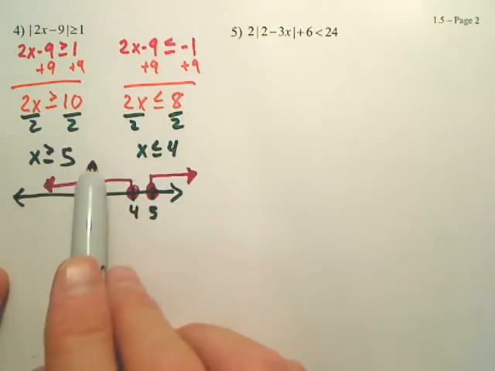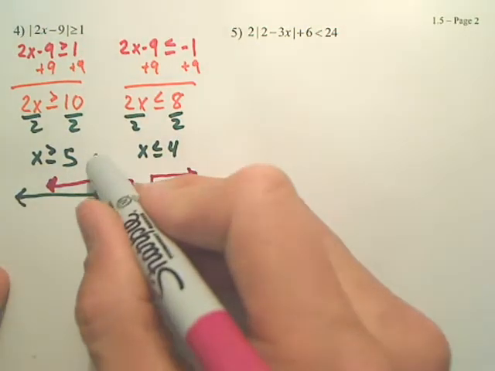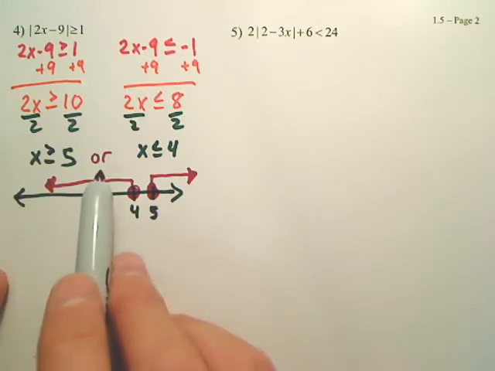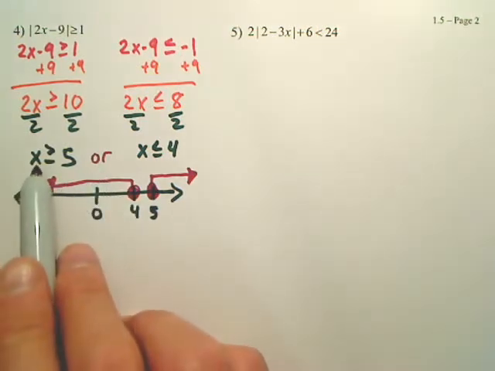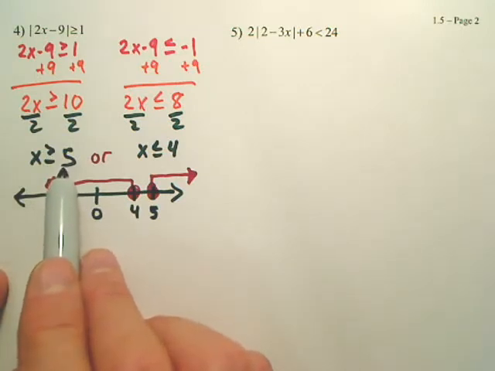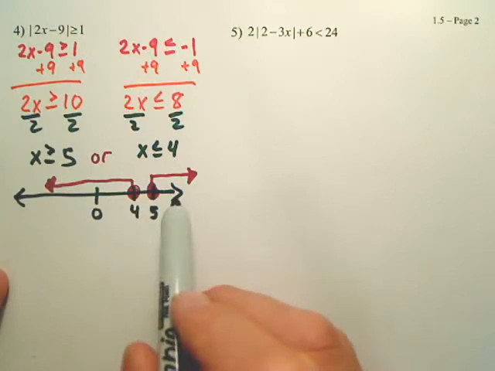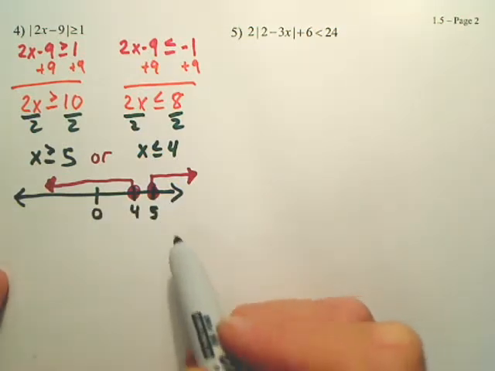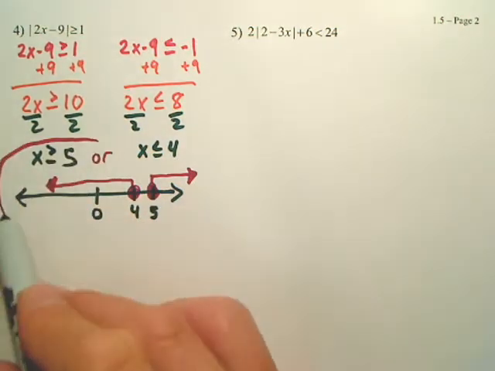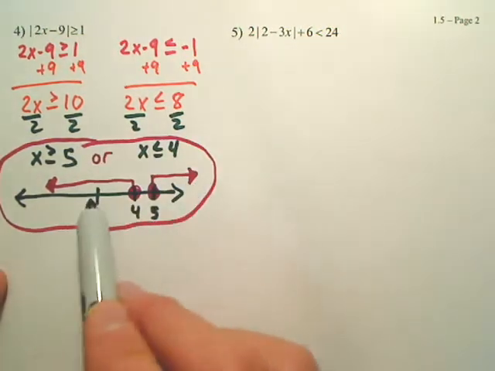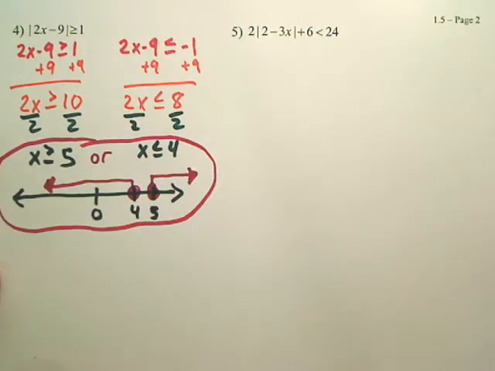That is the answer, except this is an OR. There's something you're going to learn about ORs and ANDs. This is an OR problem. It's either x is greater than or equal to 5 is the answer, or x is less than or equal to 4. It's those two answers. And it's very important you put that word OR there. ORs will always go in opposite directions.